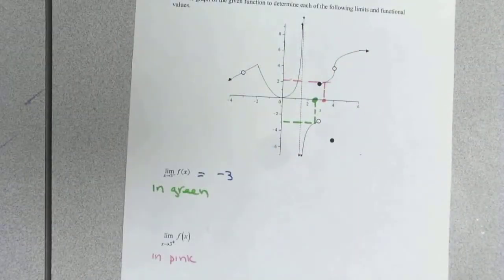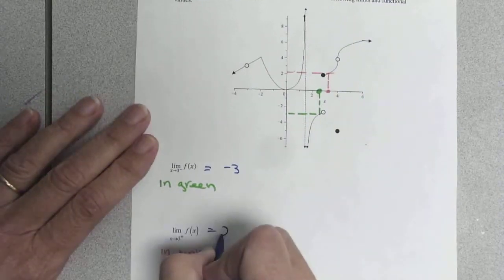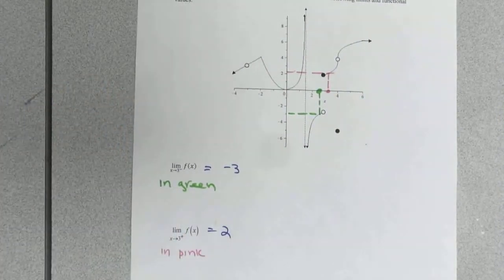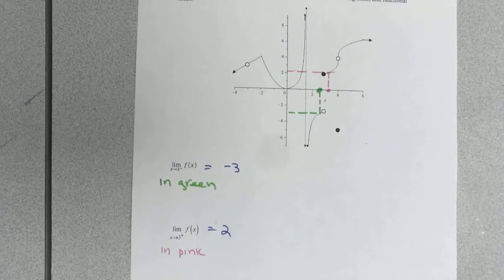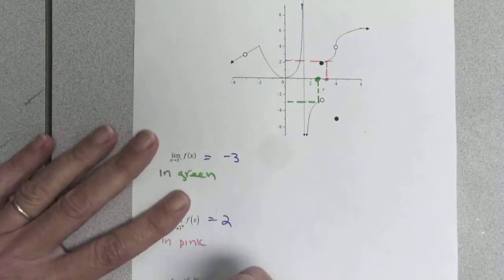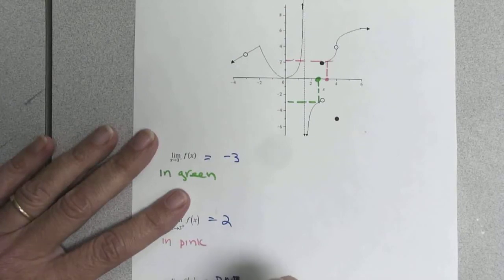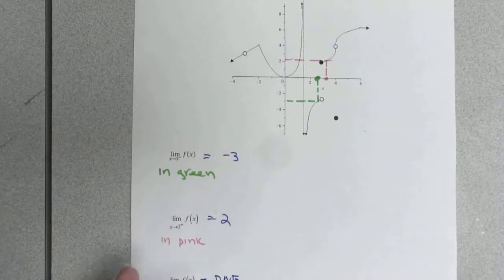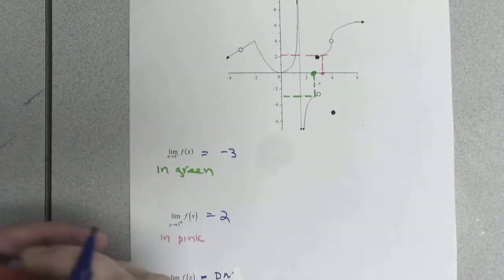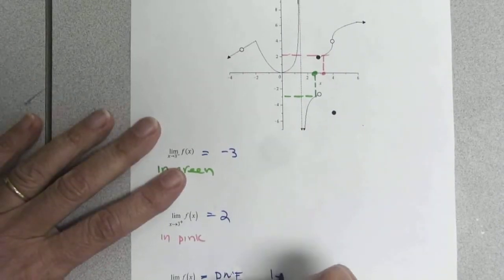And it looks like I am close to 2. And so my limit as x approaches 3 from the right of f of x is going to be 2. And so then the two-sided limit does not exist, because left does not equal right.